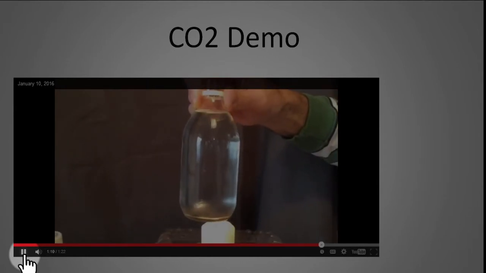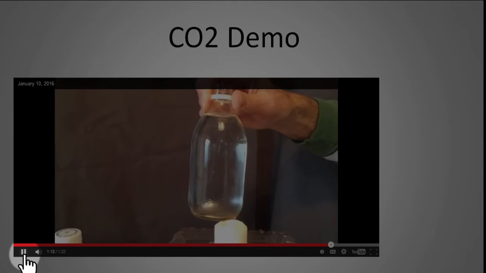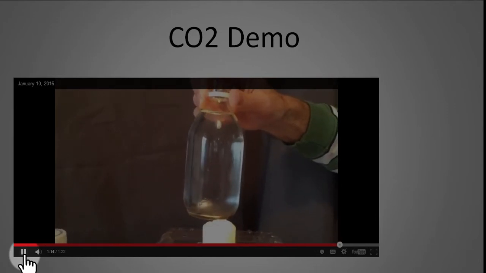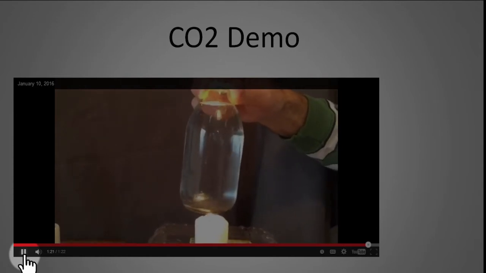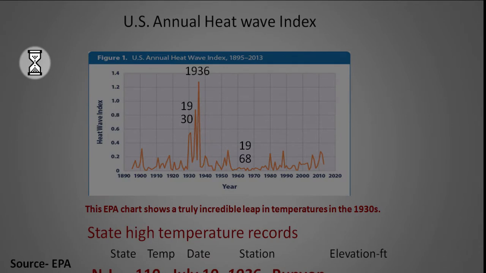The heat of the 1930s released carbon dioxide out of the oceans. All this carbon dioxide was created naturally and was not man-made. This Environmental Protection Agency chart shows the U.S. heat index wave. Note the spike in 1930 and the higher spike in 1936 and how cold it was in the 60s.